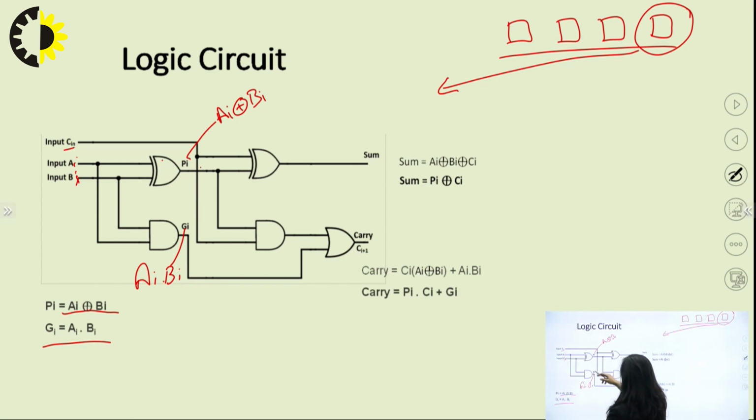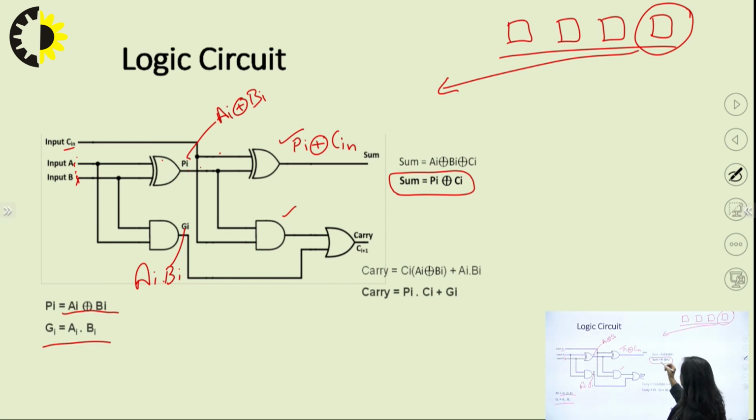So in the next step we can see we again have an XOR gate and an AND gate. What are these gates saying? This gate is just XORing PI and CIN, means PI XOR with CIN, which is nothing but this.